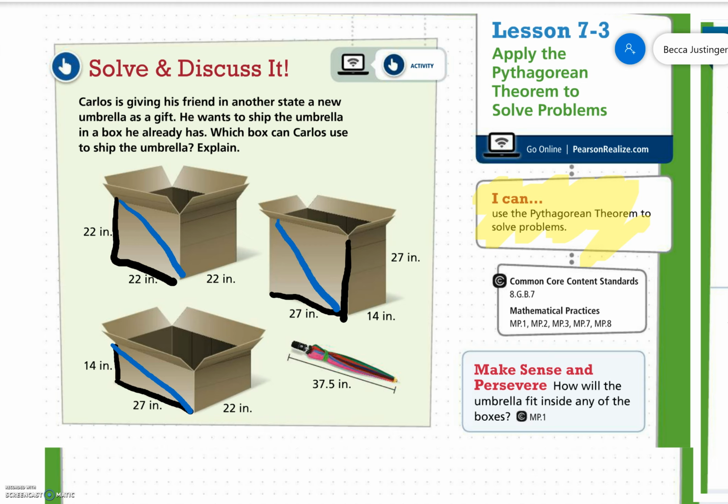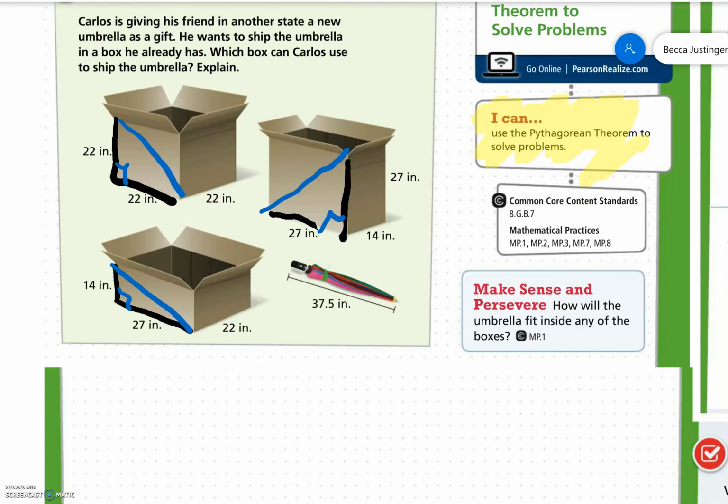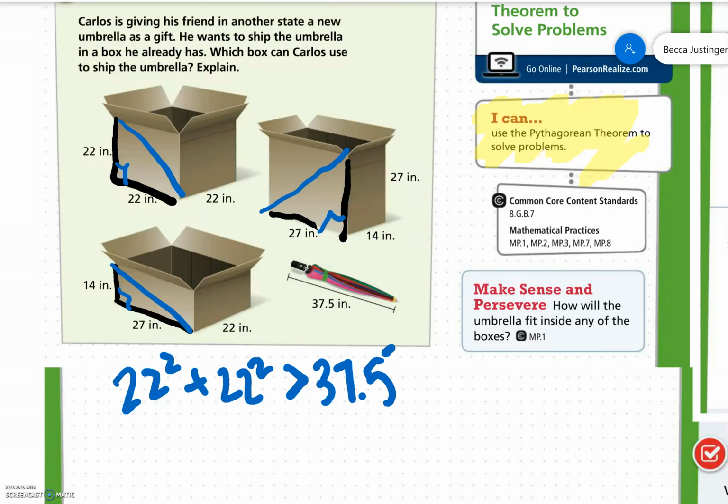Do you see the right triangles? This one maybe I should have drawn the other way. Okay, so let's use our Pythagorean theorem. Will it fit? Is 22 squared plus 22 squared, it needs to just be longer, it needs to be bigger than 37.5 squared? So we'll do our math.